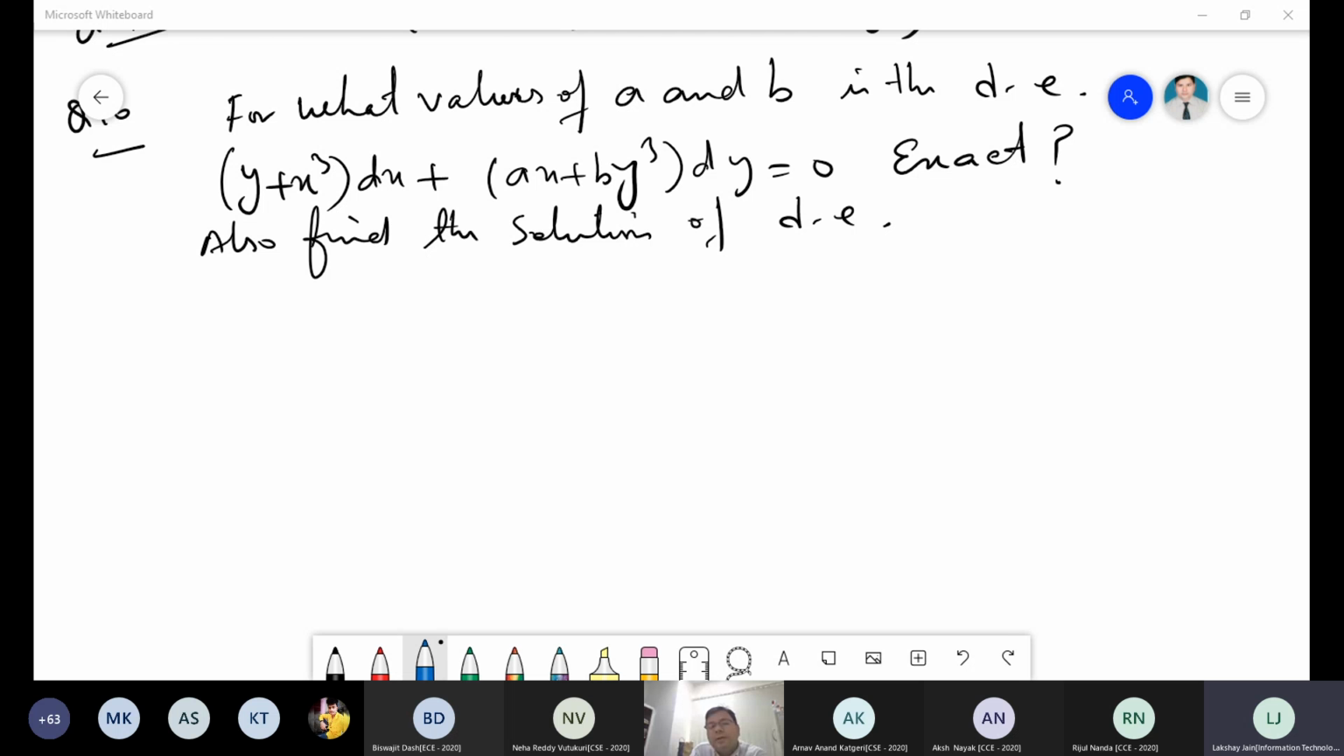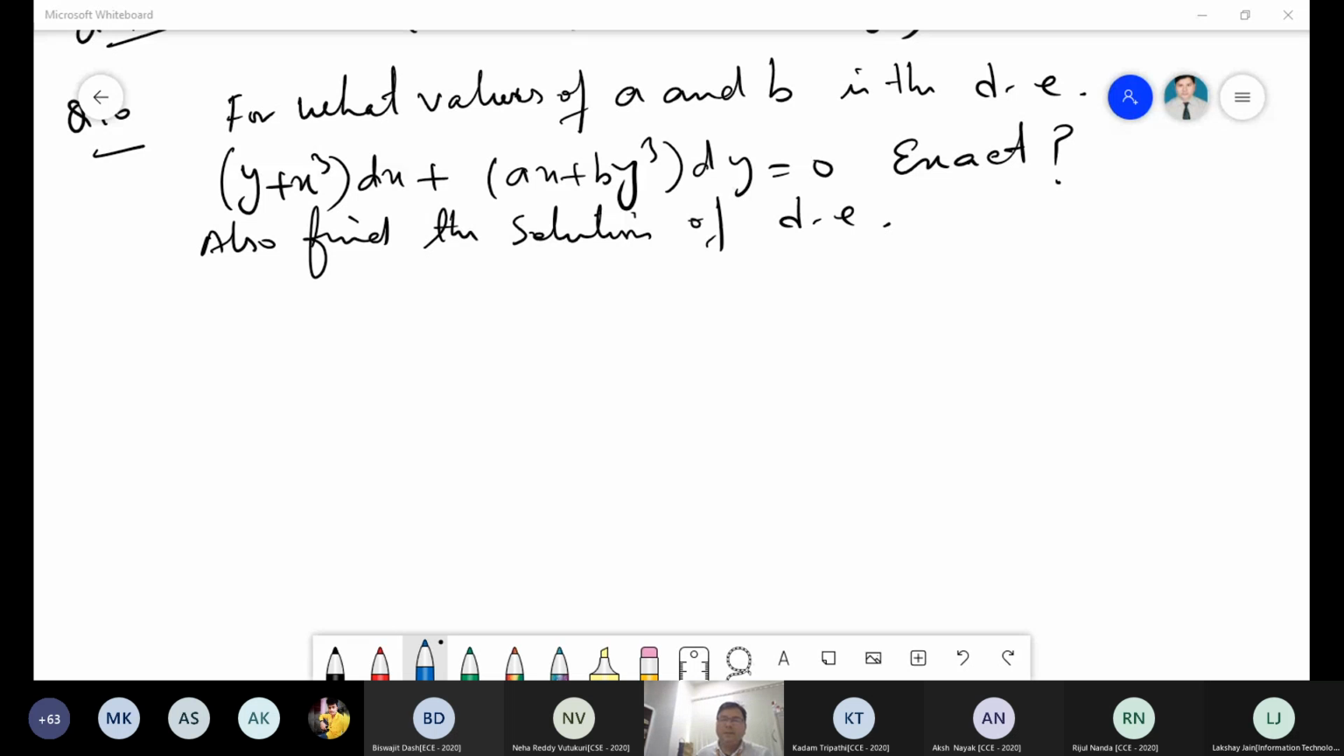Yes, sir. Neha, it can actually be any number, not only real, even complex. Complex can be possible, yes. y cube, when we take the derivative, it won't make a difference. It can be any number. Okay, so the answer is correct.